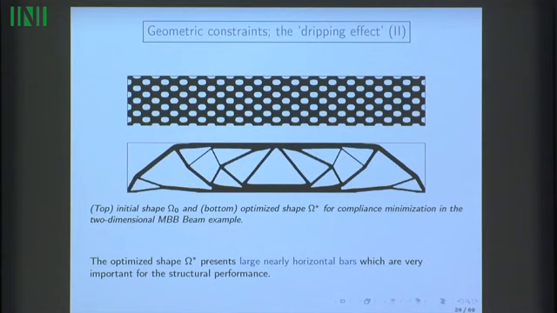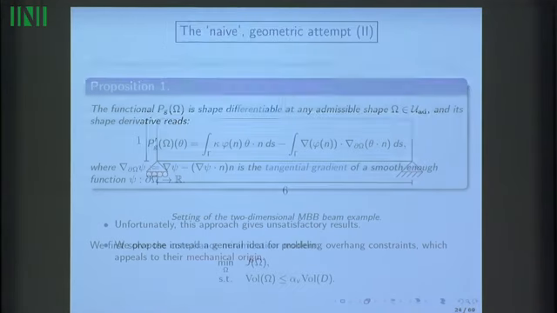significant for its structural performance, meaning that we apply a load on the upper part here, the shape is clamped on both lower corners, and so to resist the bending which is applied on the upper part, the shape has to put a lot of material on the upper part. So it's expected that these overhangs will be very difficult to remove because they are very needed for the structural performance of the shape. And so let's see what happens when we incorporate these geometric constraints.